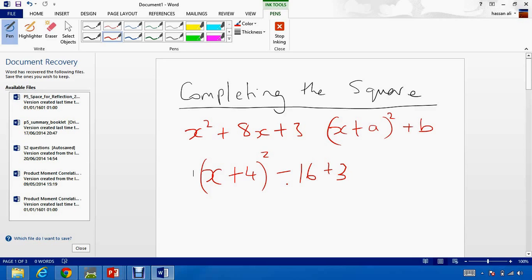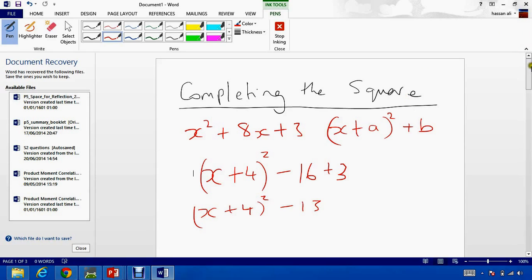Now what you have to realize is that this is almost in the format that we need it, but we need a plus b here, and we don't need minus 16 plus 3. So you just simplify this number here, so you have (x plus 4) squared minus 13. So now your value of a is 4 and your value of b is minus 13.